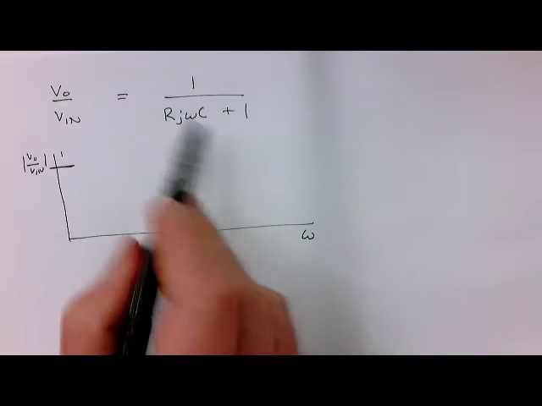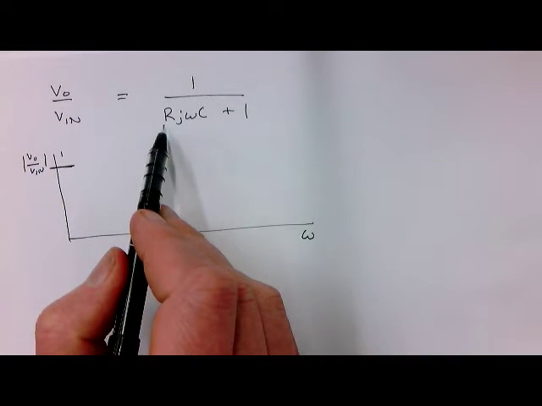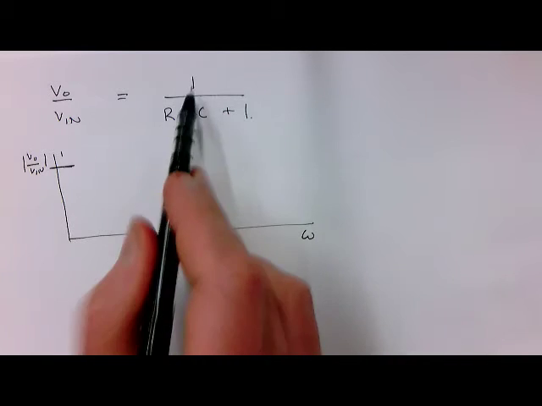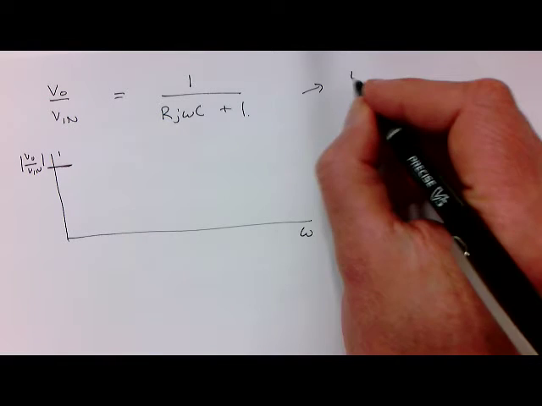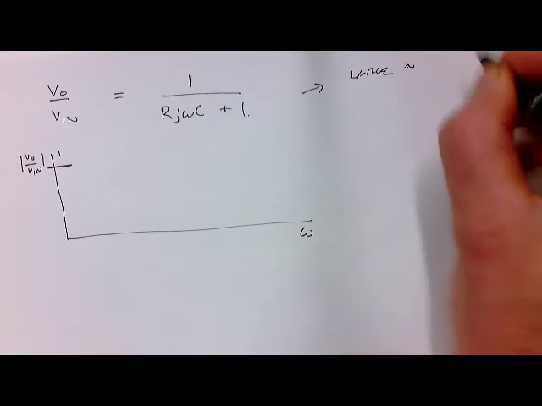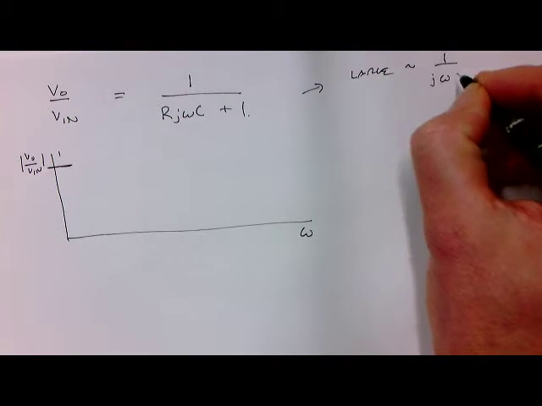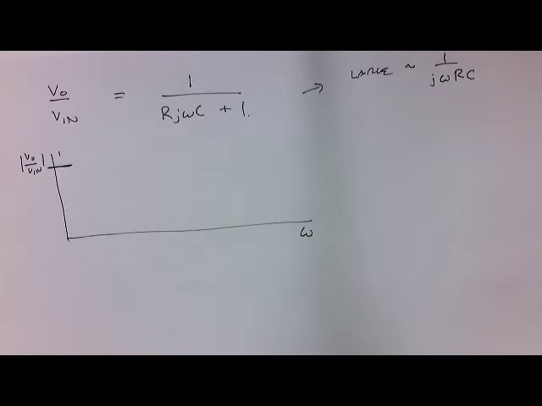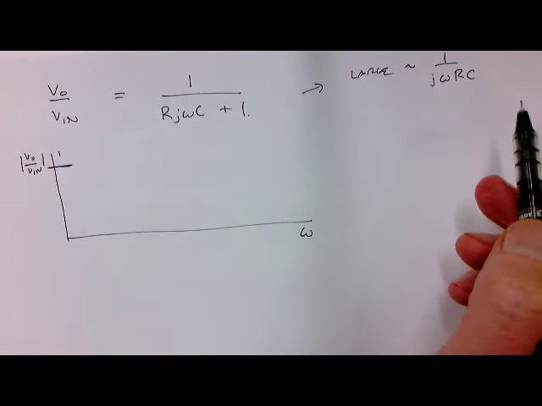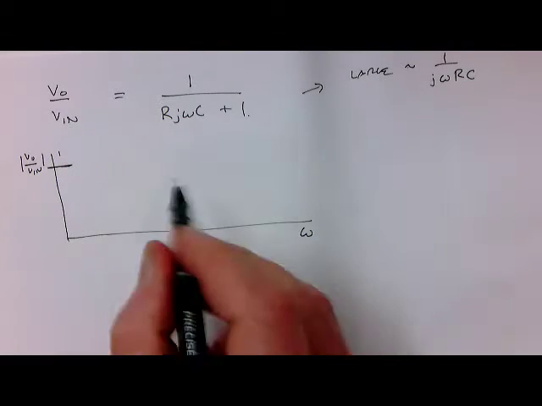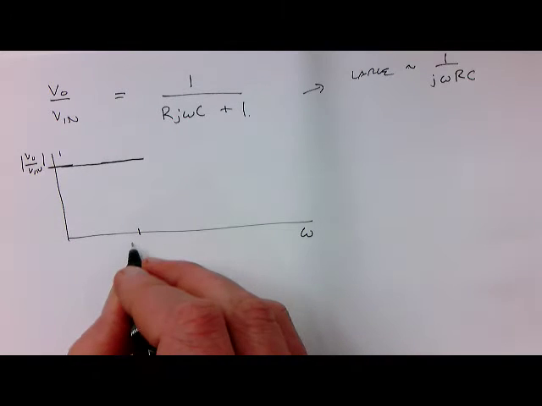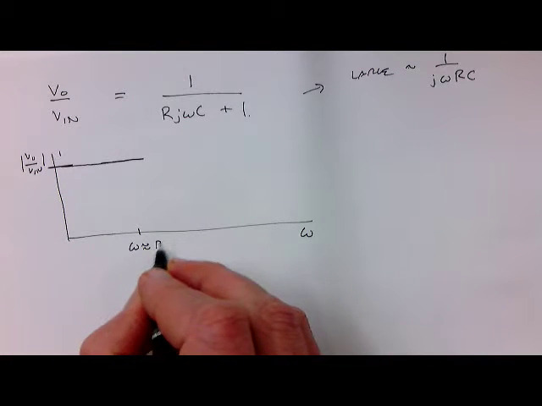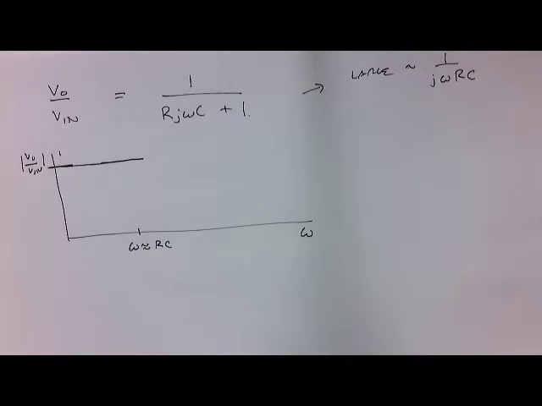If you think about how it behaves for really large values of omega, this term will dominate. So the size of it for large omegas is approximately 1 over j times omega times R times C. The magnitude goes as 1 over omega RC. So it's going to stay at 1 until the point where omega is approximately 1 over RC, not RC.